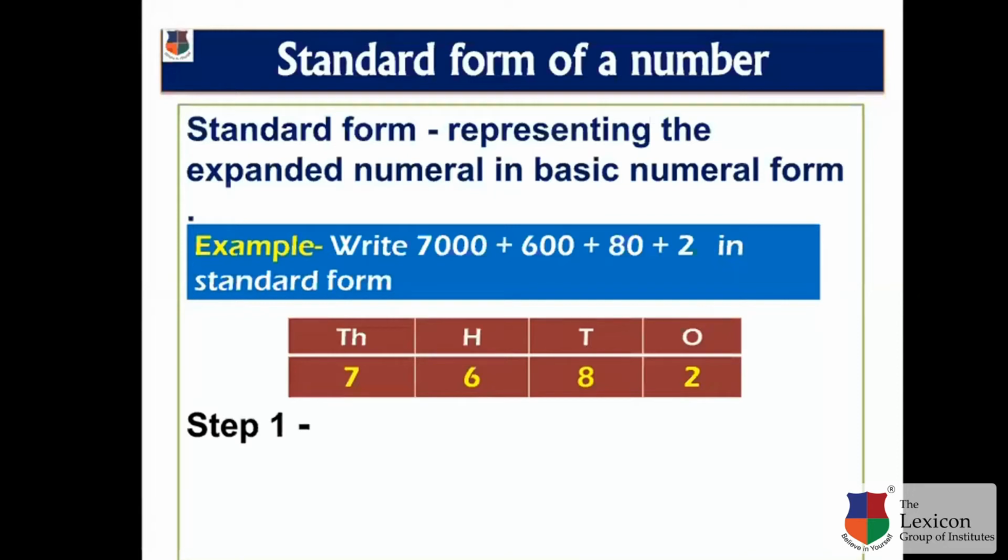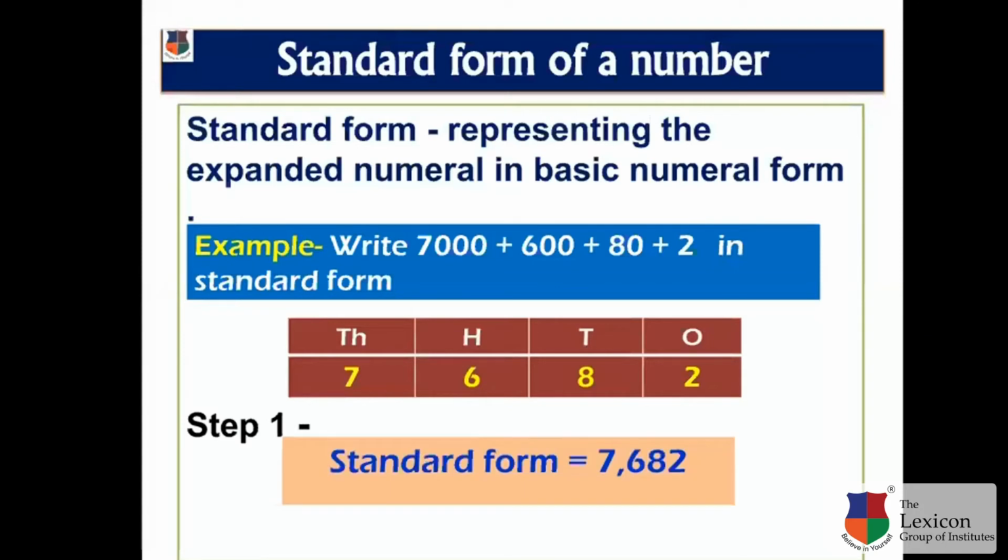Arrange this number in a place value chart. Now 7 will go at thousands place, 6 will go at hundreds place, 8 will go at tens place, and 2 will go at ones place. So the standard form of 7,000 plus 600 plus 80 plus 2 is nothing but 7,682. So basically we are writing this expanded form in a basic numeral form. That is nothing but the standard form.